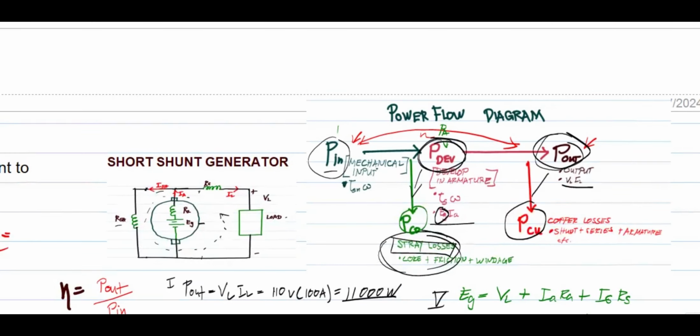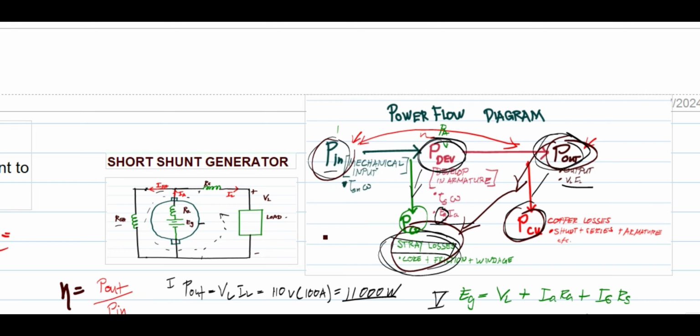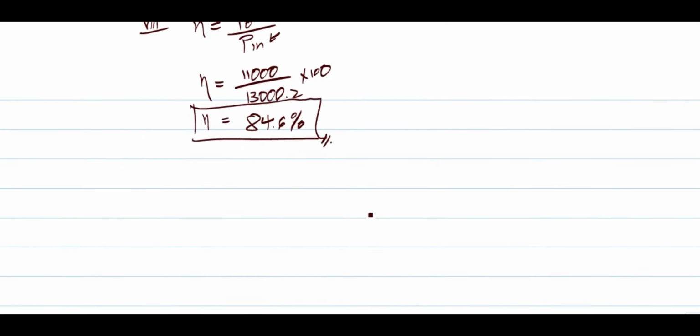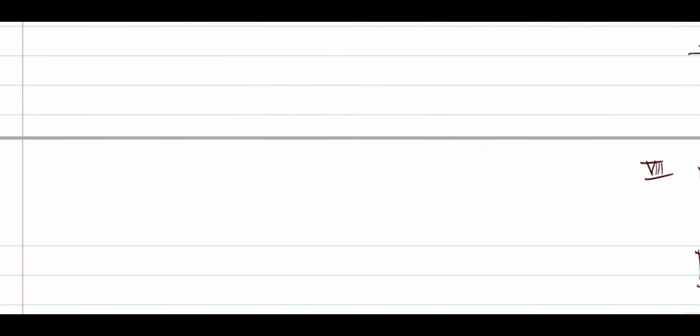We can also use the power output plus the copper losses plus the stray losses to get the P in. But in this solution, we used PA plus P stray to get the power input. Therefore, the overall efficiency is 84.6%.